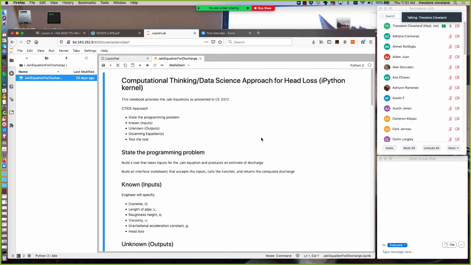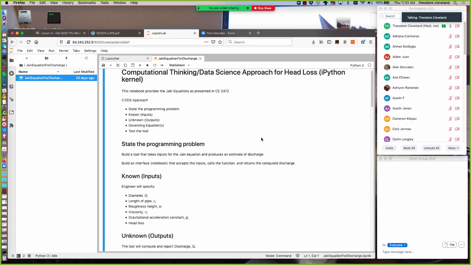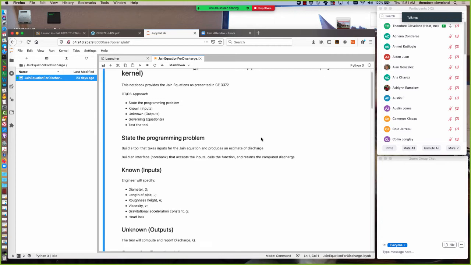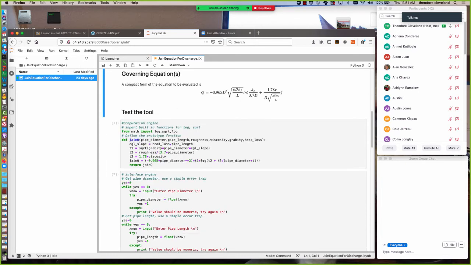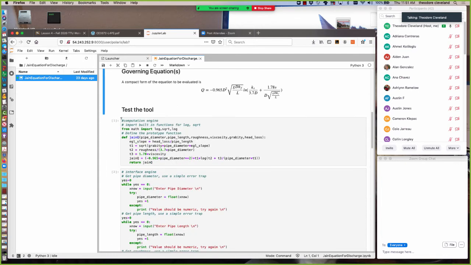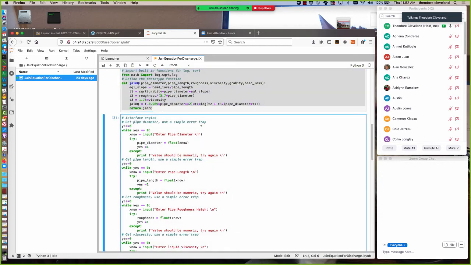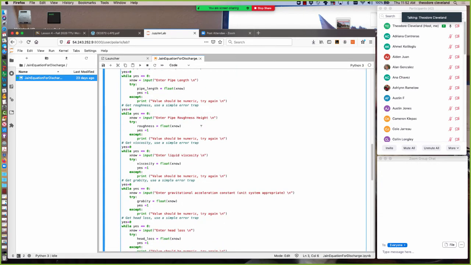In future versions of the class that you're all in, there would be some time spent on this. But here's the equation we're trying to solve. So we build a prototype function. That right there is a script to evaluate that equation given pipe diameter, pipe length, roughness, viscosity, gravity, and head loss. And then a bit of an interface engine is useful.